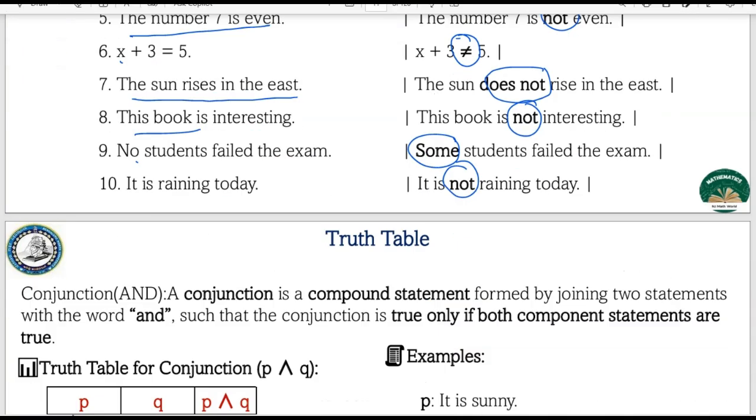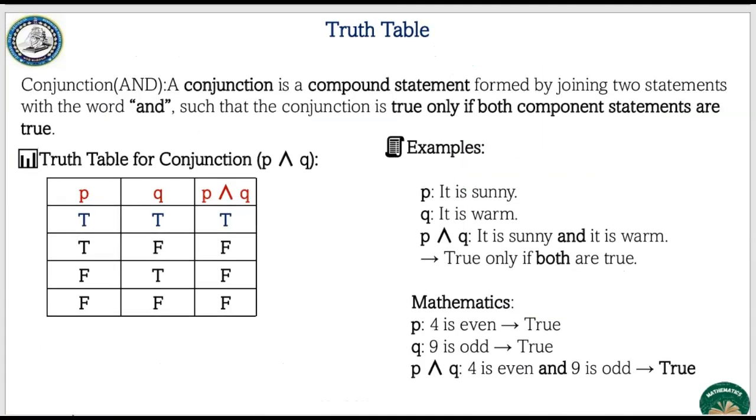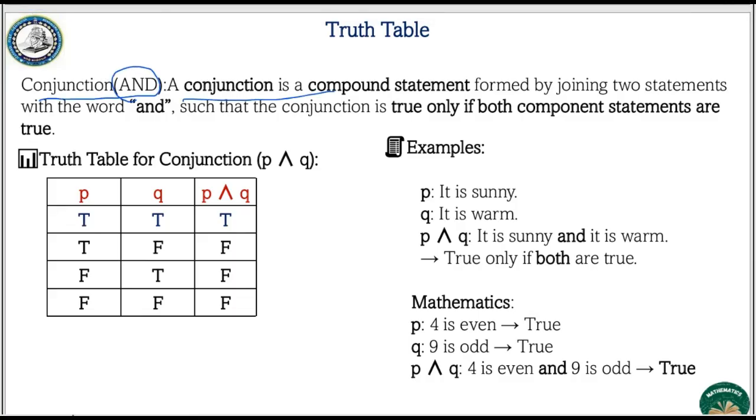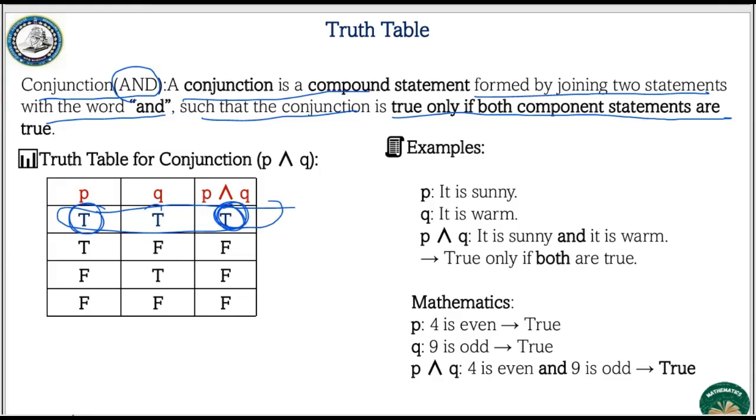Then I think you have followed me. We'll move on to the next connective, called conjunction. What is meant by conjunction? For conjunction, we use and. A conjunction is a compound statement formed by joining two statements with the word and, such that the conjunction is true only if both statements are true. What is the truth table of conjunction? When P is T and Q is T, the answer is T. Otherwise, it is false. Just remember this: when P is T and Q is T, P and Q is also T. Otherwise, it is all false.